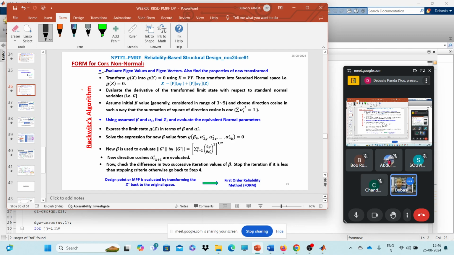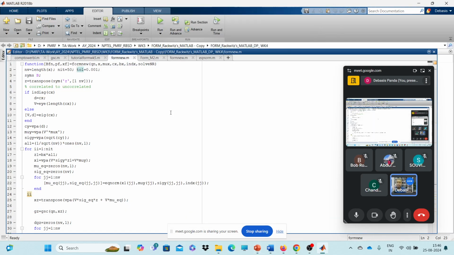In your problem the random variables can be correlated or uncorrelated. So first you need to make one logic that checks your input Cx, that means the covariance matrix, to see whether it is diagonal or not. If your Cx matrix is diagonal, that means it is not correlated to others.